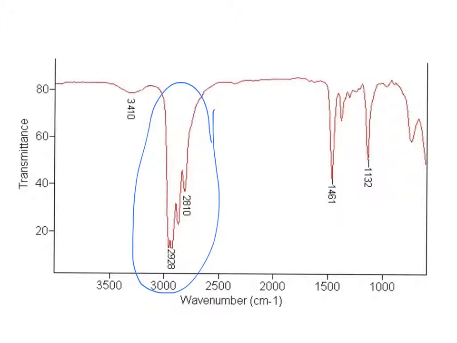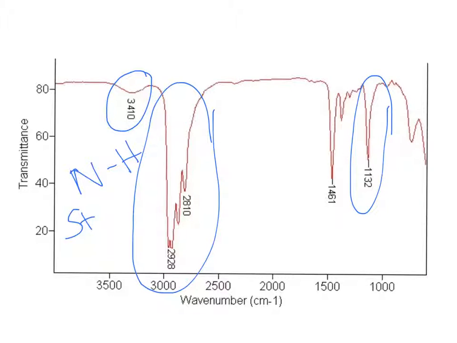We also have another little dip right here around 3400, and that could be indicative of a nitrogen to hydrogen stretching bond. The last thing I want to point out in this is the dip right here around 1100, which could possibly be indicative of a carbon to nitrogen stretch. So what this IR spectrum tells us is that there's definitely going to be a lot of carbon to carbon alkanes, and there's also going to be a hydrogen attached to the nitrogen, and there will also be a carbon to nitrogen bond at the very least.